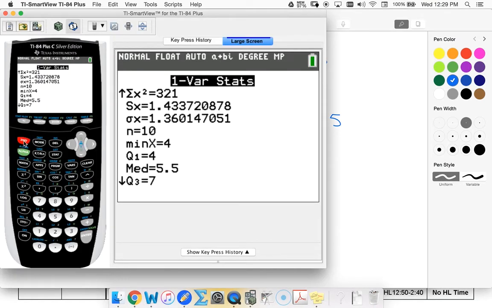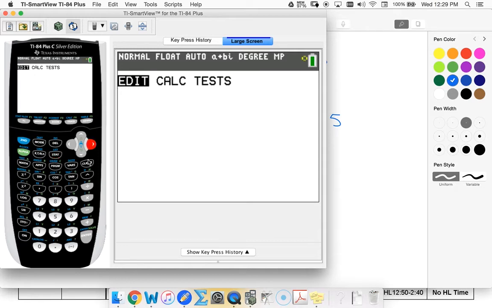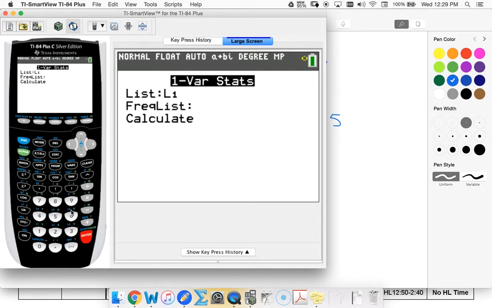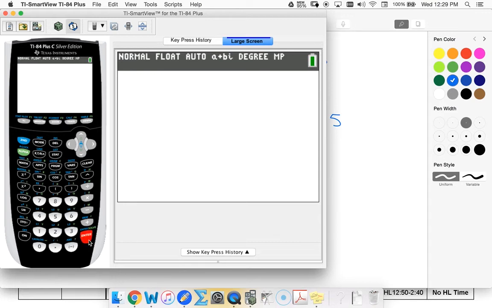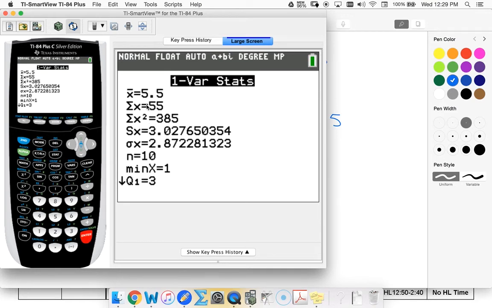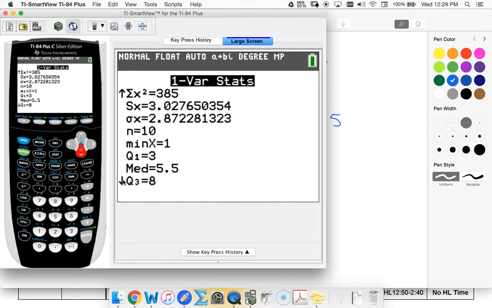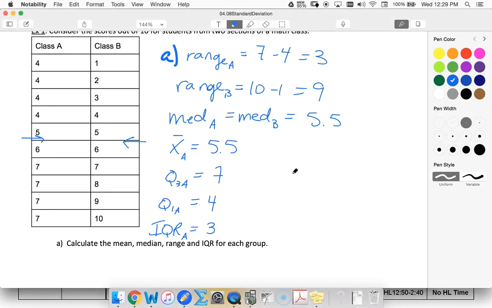So stat, calc, my 1-Var Stats again, but this time I'm going to change to list 2. That's in blue down here, so second 2. All right, no frequency again. I've got the same mean. Quartile 1 is 3, quartile 3 is 8.